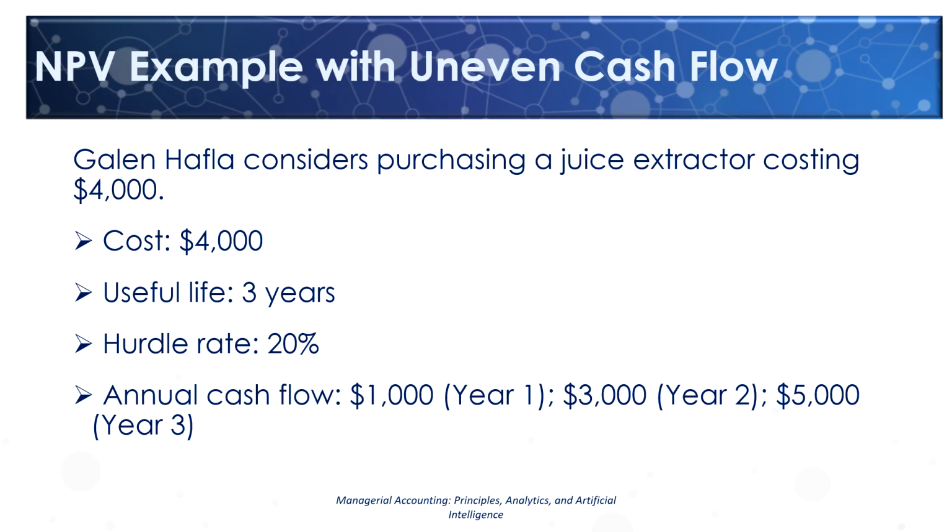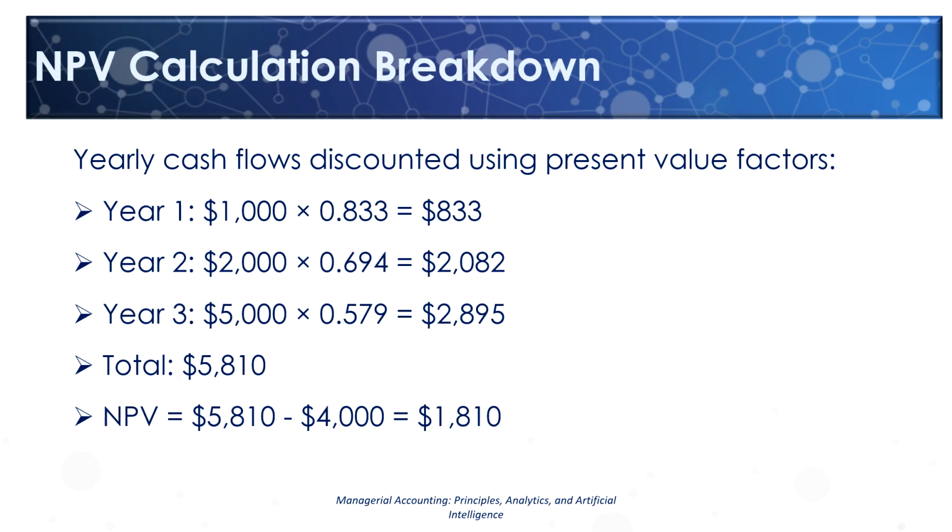Now let's look at net present value with uneven cash flows. Sometimes investments generate different cash flows each year. In that case, we discount each cash flow separately using the present value factor for that year. Then we add the present values together and subtract the initial investment. Again, in this case, the net present value is positive, $1,810. That positive net present value means the project should be accepted.